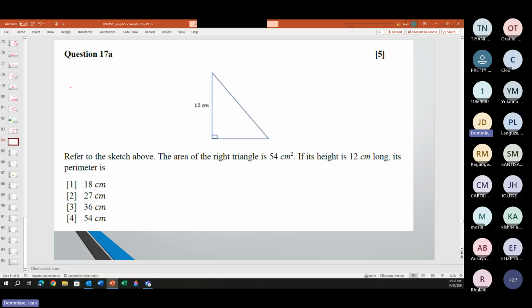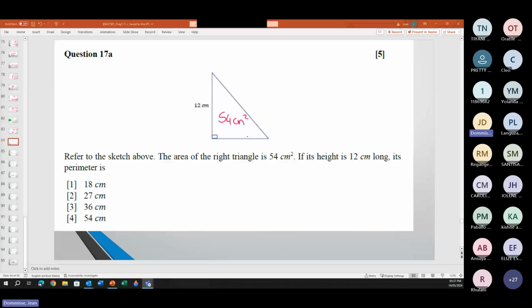Then we go into a few measurement questions. So the first one here is nearly a measurement question combined with a ratio question. Here they tell us, refer to the sketch. The area of a right triangle is 54 centimeters squared. Okay, so it's something different we need to work out. If its height is 12 centimeters long, what is its perimeter?